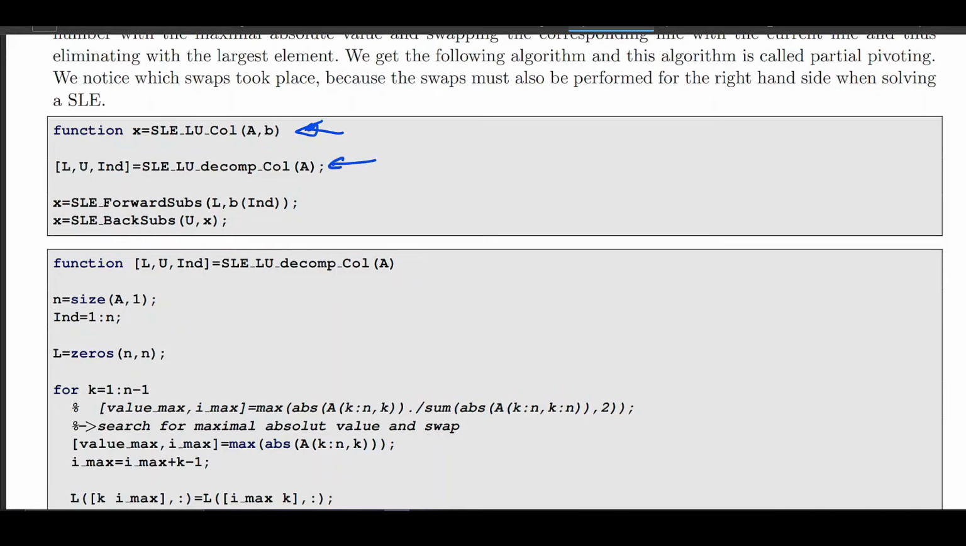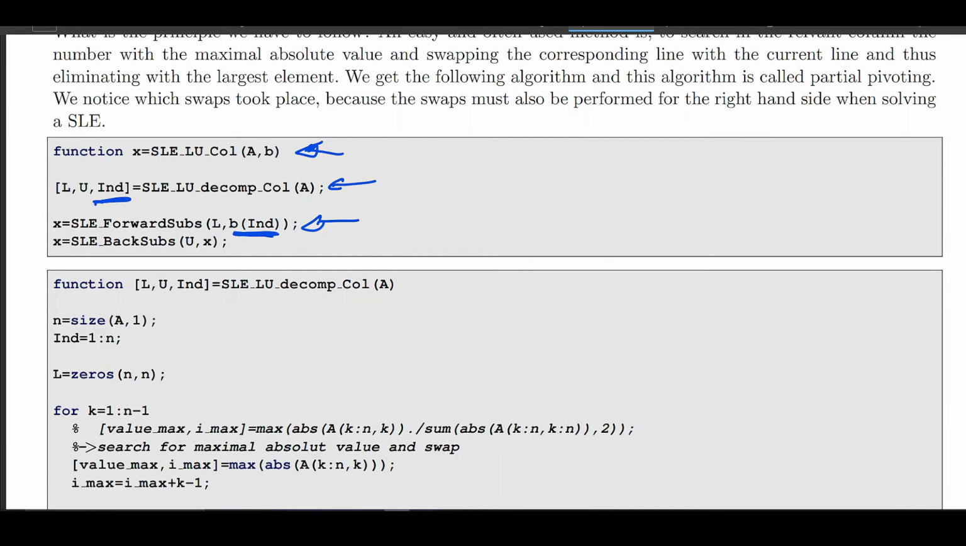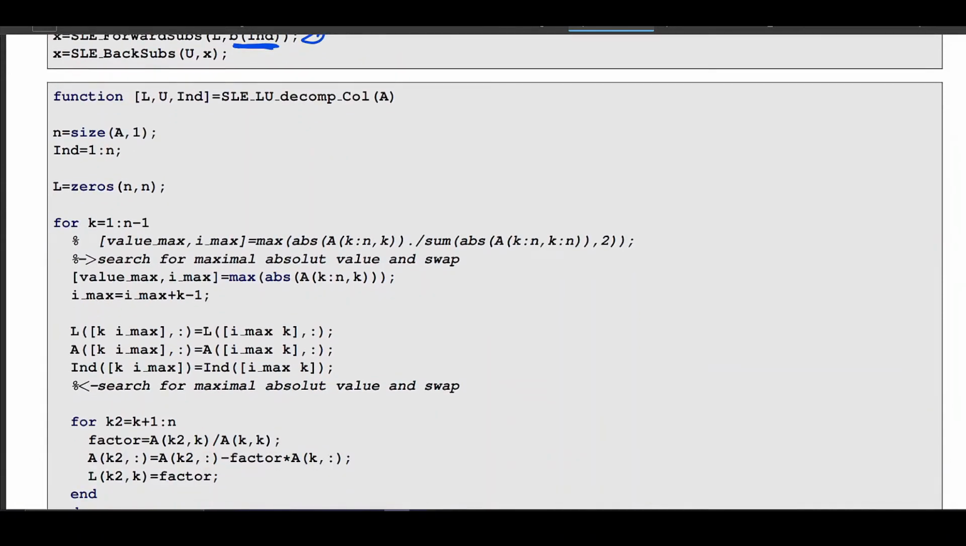Now we will call a modified LU decomposition, and now we need an index for the swapping of the lines, and then we will use the forward substitution, but we will have to swap the right hand side also, and then we will do the back substitution. And now the interesting code is our LU decomposition, and this is our index vector first. Okay, no swapping of any lines, and then we need the L matrix.